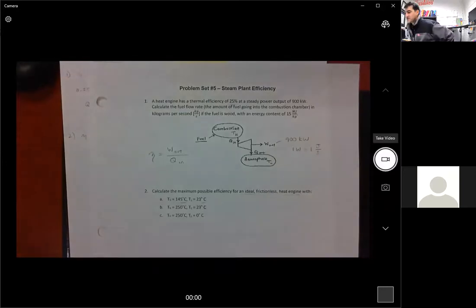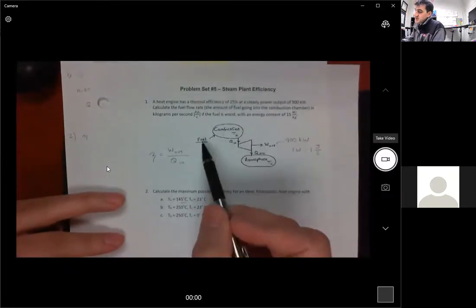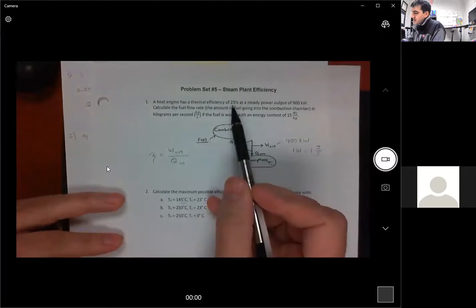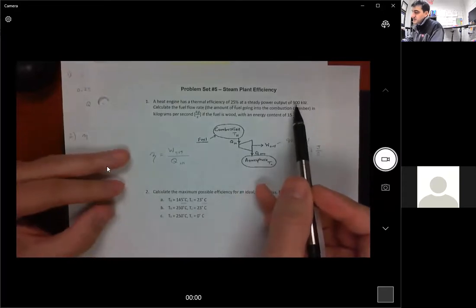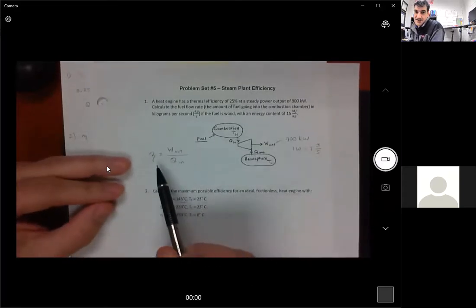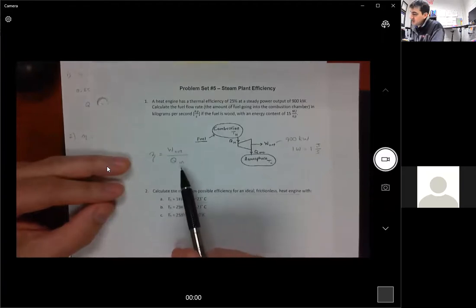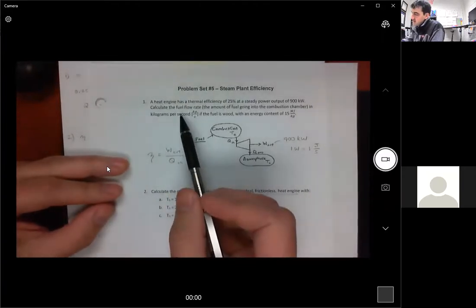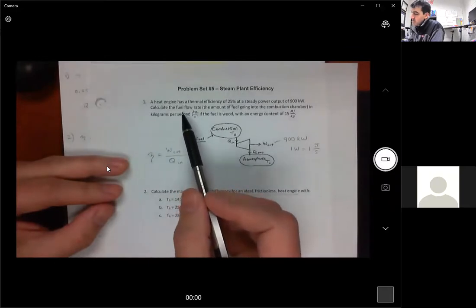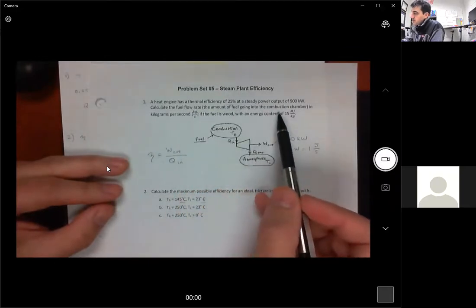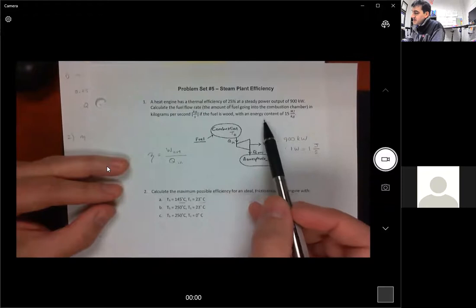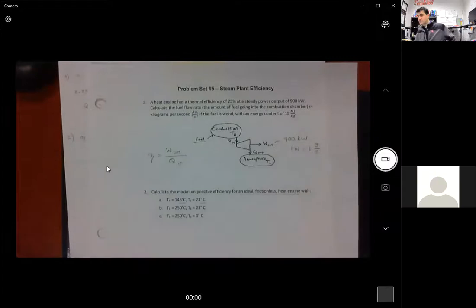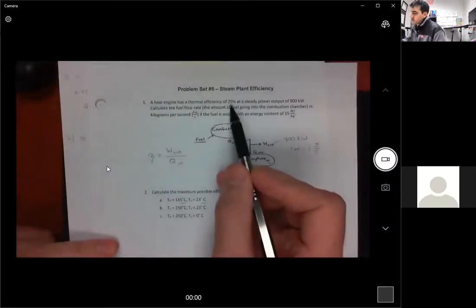Okay, here's problem set number 5. We have this heat engine that has an efficiency of 25%, and it has a power output of 900 kilowatts. We have an equation for efficiency that we've talked about in the past. The efficiency is equal to the work output divided by the heat input. And it tells us that we want to calculate the fuel flow rate, the amount of fuel going into the combustion chamber in kilograms per second, given that the fuel is wood and it has an energy content of 15 megajoules per kilogram.